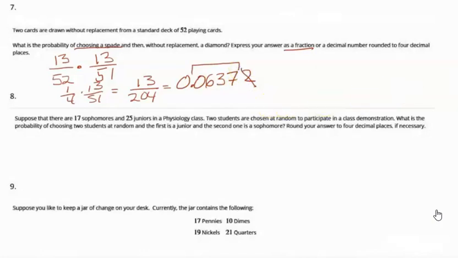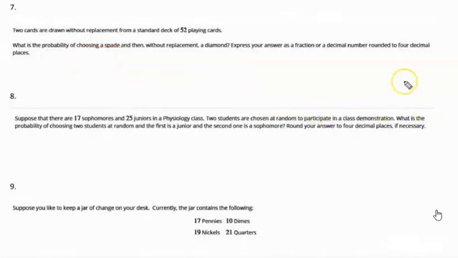All right, number 8. Take a moment, read it. Suppose there are this many sophomores and this many juniors. The teacher wants to have a demonstration where they'll select 2 students, first a junior and then a sophomore. What would be the probability of that?